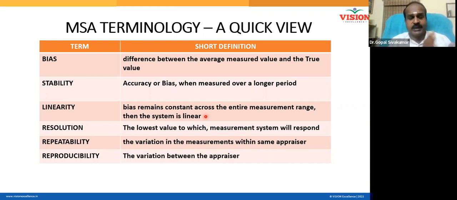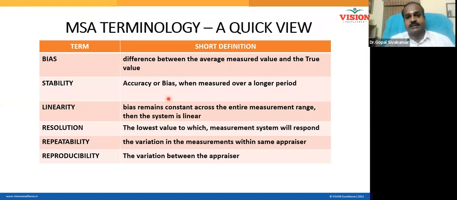For example, 5 to 100, I will break it into 5 to 25, then 25 to 50, 50 to 75, 75 to 100. Then 5 to 50, I use a gauge. 50 to 75, I use another gauge. 75 to 100, I use another gauge. You know why? Then only calibration will become possible for me. If the gauge is going to give me different bias, I will not know what to do.